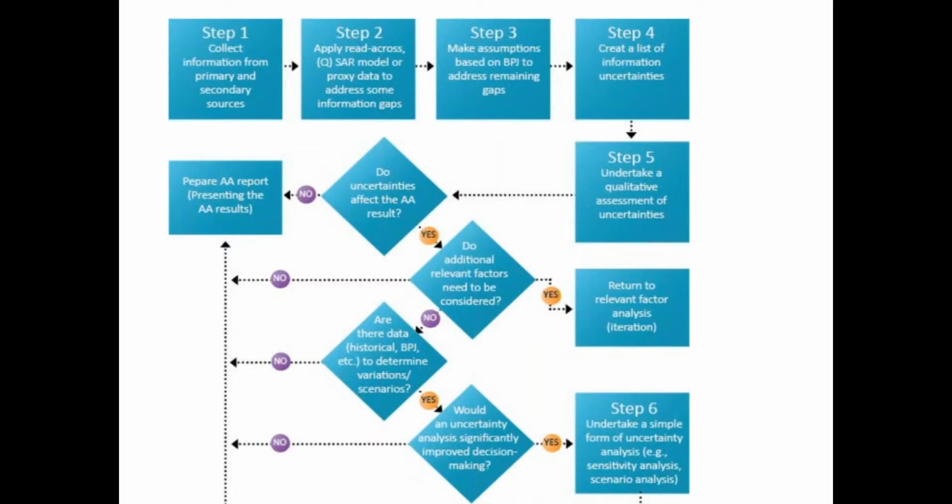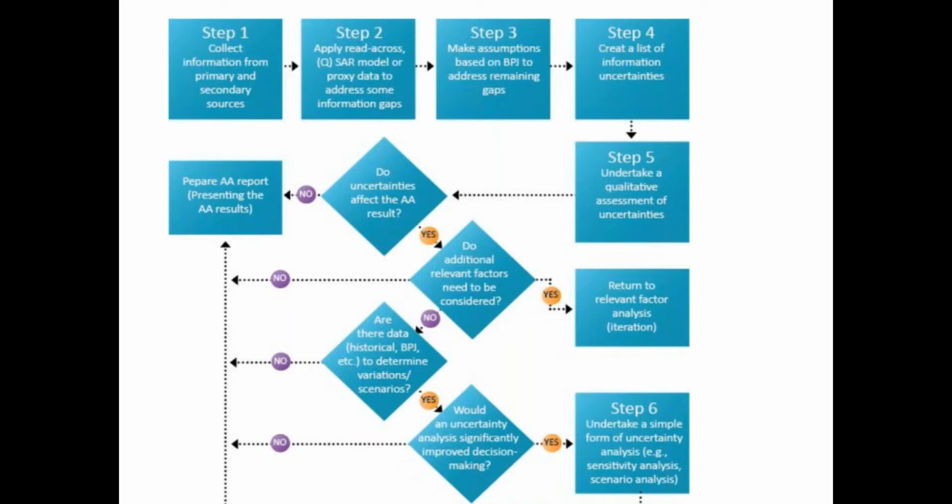And there is another question. If it is no, are there still data, historical or BPJ, etc., to determine variation scenarios? If that's yes, then another question needs to be asked. Would an uncertainty analysis significantly improve decision making? If yes, then there is step 6, which is to undertake a simple form of uncertainty analysis, such as sensitivity analysis or scenario analysis. If not, then you can go directly back to the preparation of the AA report.